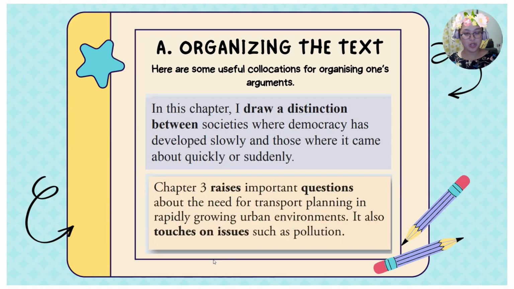In this chapter, I draw a distinction between societies where democracy has developed slowly and those where it came about quickly or suddenly. Chapter 3 raises important questions about the need for transport planning in rapidly growing urban environments. It also touches on issues such as pollution.